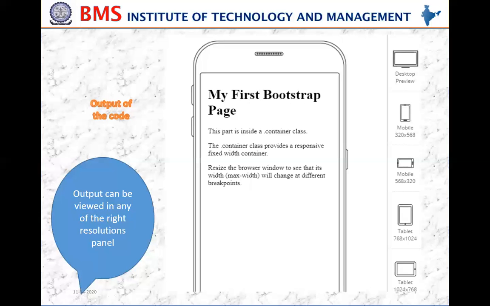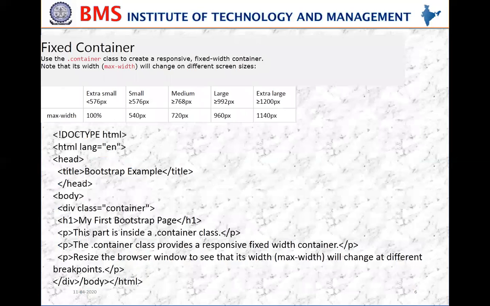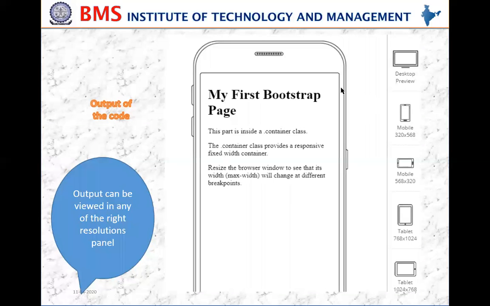So this is being executed on one of the online editors. I have my text as My First Bootstrap Page and I have some contents within it. I can see this displayed in the desktop preview, or mobile with different resolutions, or tablet with different resolutions. So depending upon the kind of device that you are using, output can be viewed in different displays as per the resolution and the screen of the device.